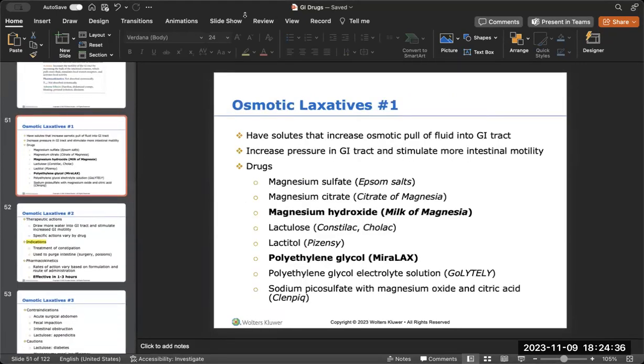We have osmotic laxatives, which basically help pull stuff like water and solutes into the GI tract and stimulate intestinal motility. Most of these osmotic laxatives start with magnesium, so that's a good way to remember it. But I would say the most important ones are magnesium hydroxide or milk of magnesia, and polyethylene glycol, which is Miralax, another commonly used one in the hospitals, okay? So most of them start with magnesium, but the most prominent two are magnesium hydroxide and polyethylene glycol, or Miralax.